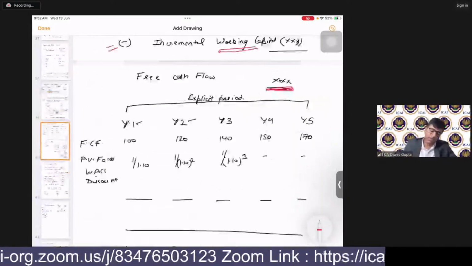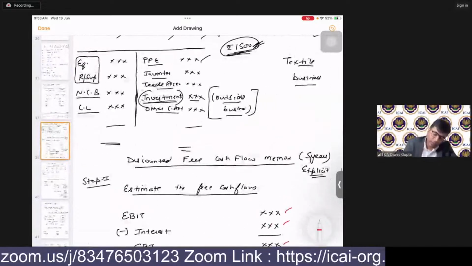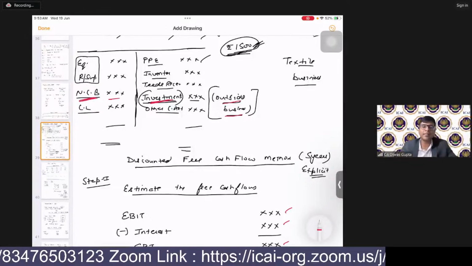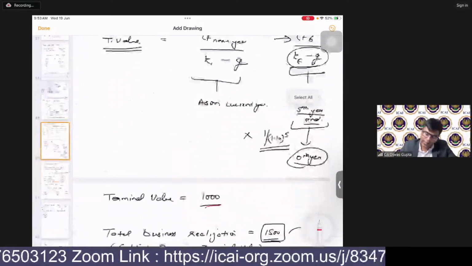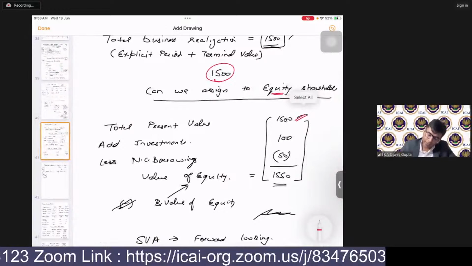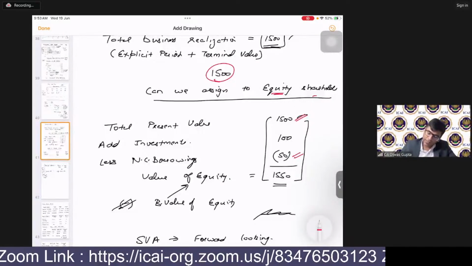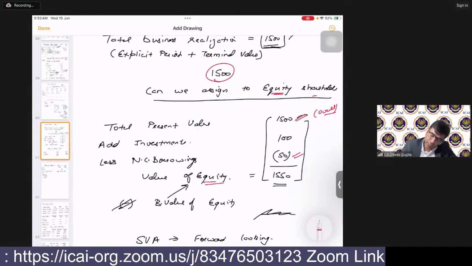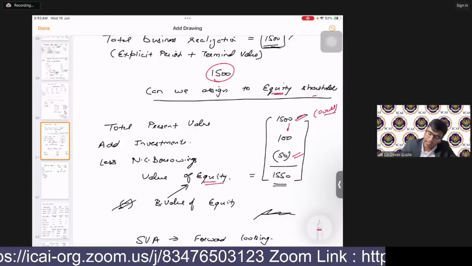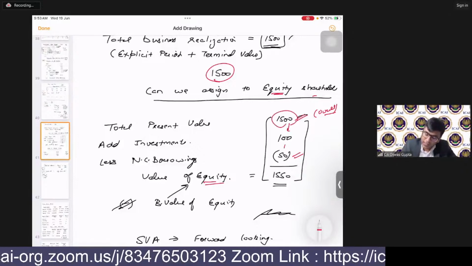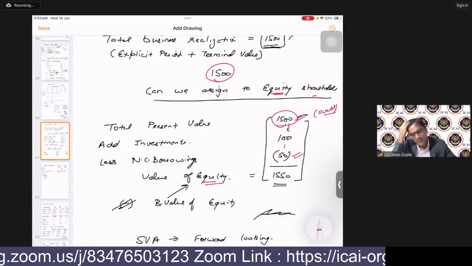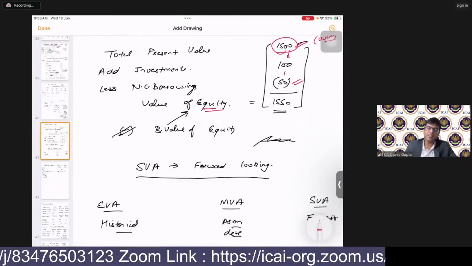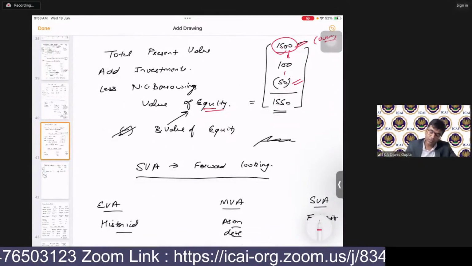If you see the balance sheet of this company that we're talking about, this investment is outside the business and this non-current borrowings is in the business, right? So we will have to reduce the non-current borrowings because this is an overall valuation, right? Now to arrive at equity valuation, we have to reduce the borrowings and we have to add what we have invested outside. 100 is invested outside. So 1550 becomes the value of the equity, students.